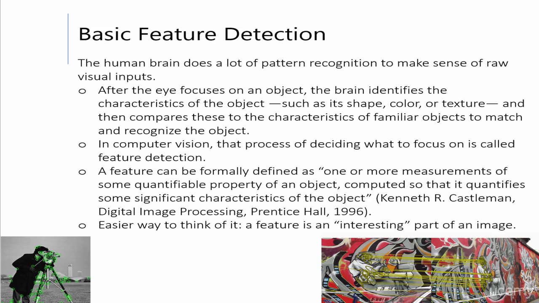A feature can be formally defined as one or more measurements of some quantifiable property of an object, computed so that it quantifies some significant characteristics of the object. This is based on a book by Kenneth Castleman. An easier way to think of it is that a feature is basically an interesting part of an image.